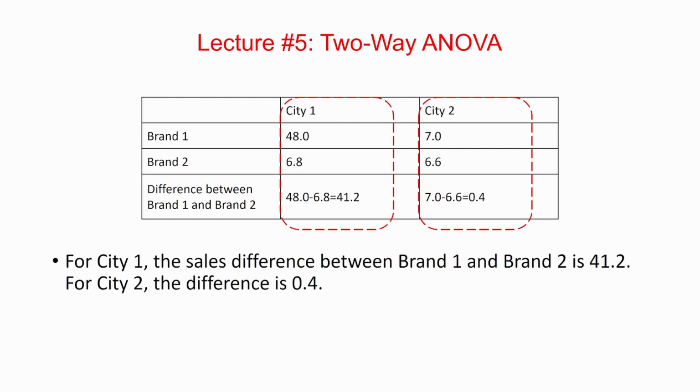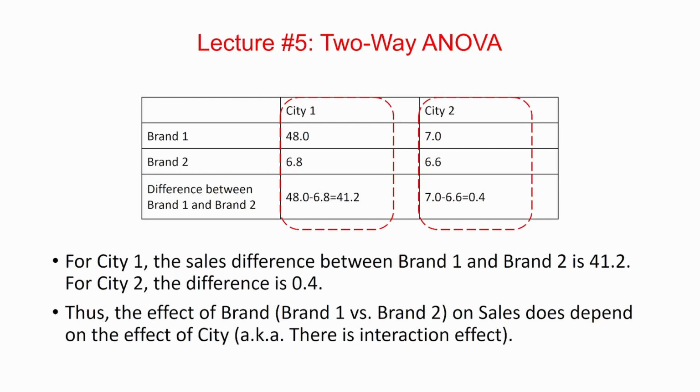So that's the summary of the findings. The effect of brain on cell in city 1 is different from city 2. For this, we say that the effect of brain on cell is dependent on the effect of city. Namely, there's an interaction effect.